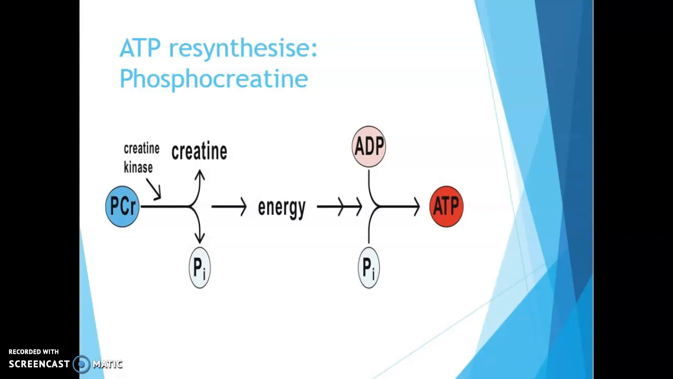There is enough PC in the muscle cells to continue to resynthesize ATP for about 8 to 10 seconds of physical work. This can be at any demand, and the advantages of this system are that energy is released quickly and there are no waste products formed.